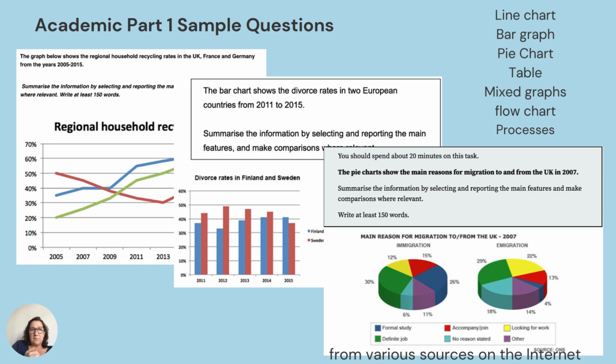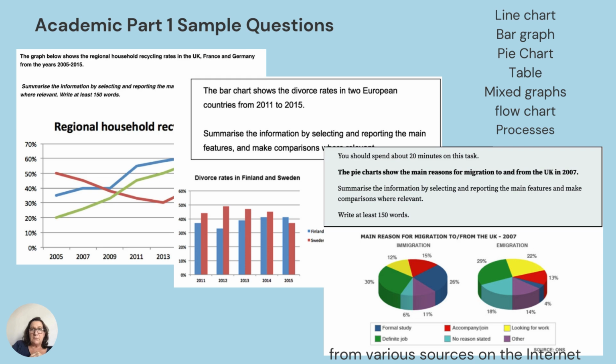So if we look at academic samples, you can see they're all quite visual. You have line charts, bar charts, pie charts, some you get different mixed tables, you get flow charts, processes. Processes are nice and easy. But when you're analyzing data, the instruction is never to say, summarize all the information. Never. Your instruction will be something like, summarize the information by selecting and reporting the main features. So main will be highest, lowest, smallest, biggest, fastest, slowest. It's not everything. So what are the main features? And then make comparisons where relevant.